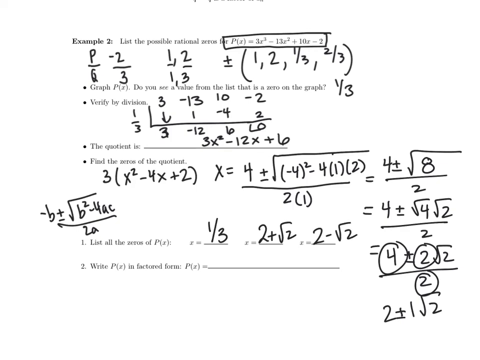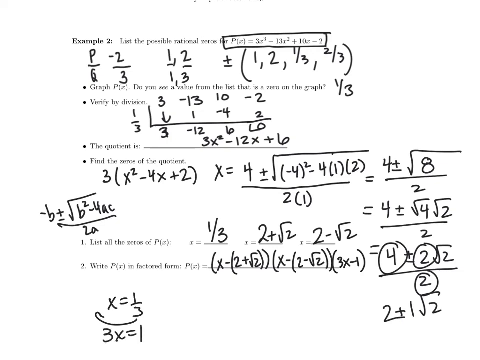Then writing this in factored form, we'd have x minus 2 plus the square root of 2, x minus 2 minus the square root of 2, and then we would have 3x minus 1, like the one that we did earlier, where we know that we need to set x equals 1/3, multiply that over, and we get 3x equals 1, subtract that over, 3x minus 1 is 0.